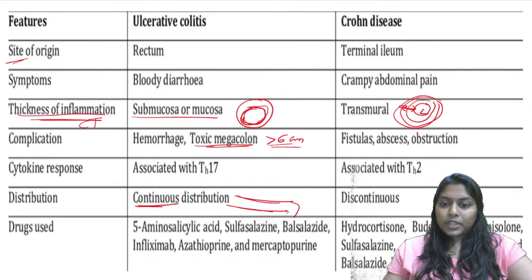involved from the rectum, whereas in Crohn's disease there is discontinuous involvement. That means the transmural inflammation of the wall is in one space and there are skip lesions in between. This is classical for Crohn's disease. The drugs used for treatment for ulcerative colitis are 5-aminosalicylic acid, sulfasalazine, and others. For Crohn's disease, it is more of steroids: hydrocortisone, budesonide, prednisone.